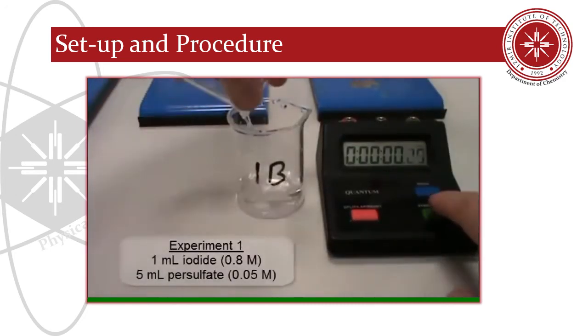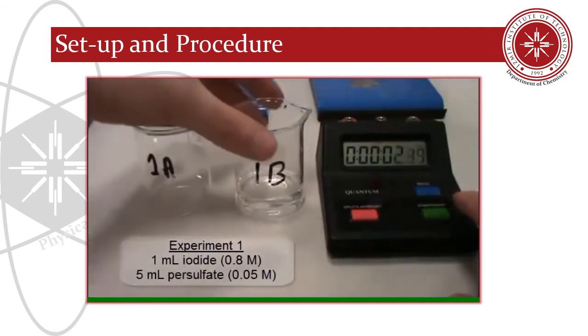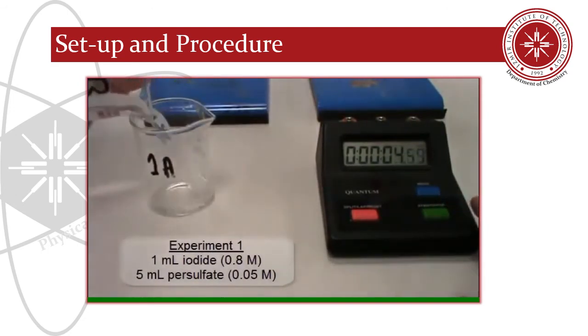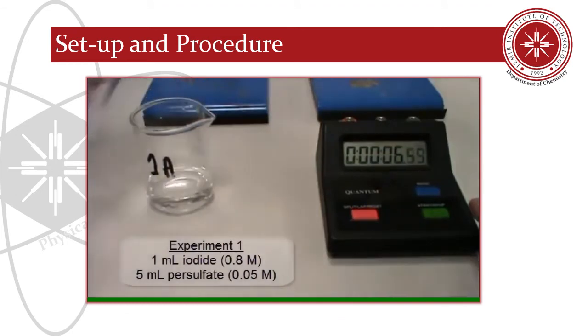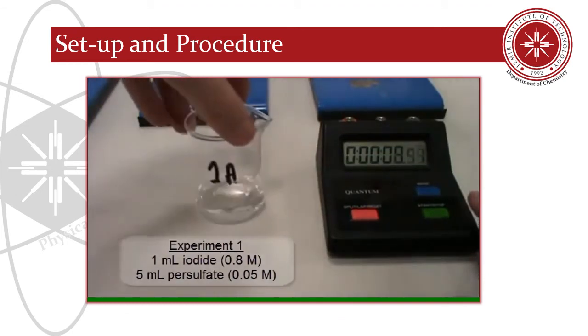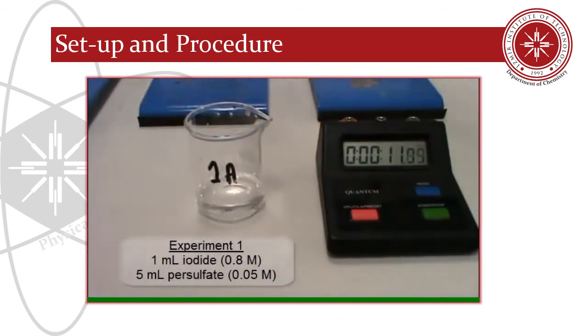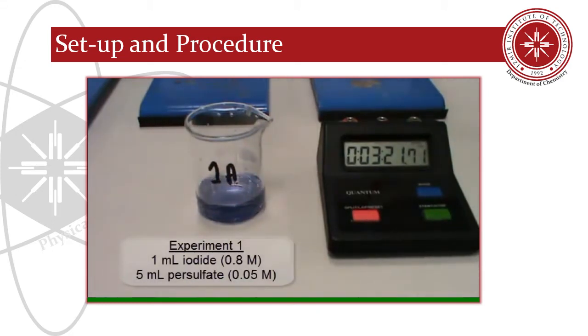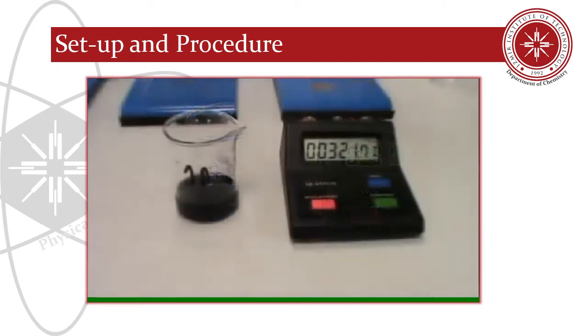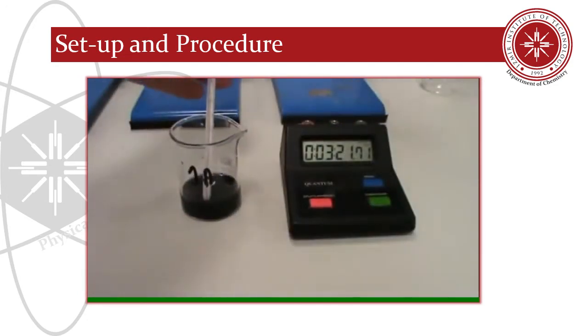So our first set of experiments is going to be studying the effect of concentration. In experiment 1, I've measured out 1 ml of iodide into my 1A flask with the other reagents, and 5 ml of persulfate into my 1B flask, and now I'm mixing them. On mixing them, we start the stopwatch, and now we're going to measure the time taken for the solution to turn blue. So here I've fast forwarded through time, and you can see at about 3 minutes 20 seconds the solution turns blue. This is the length of time required for the thiosulfate to be used up.